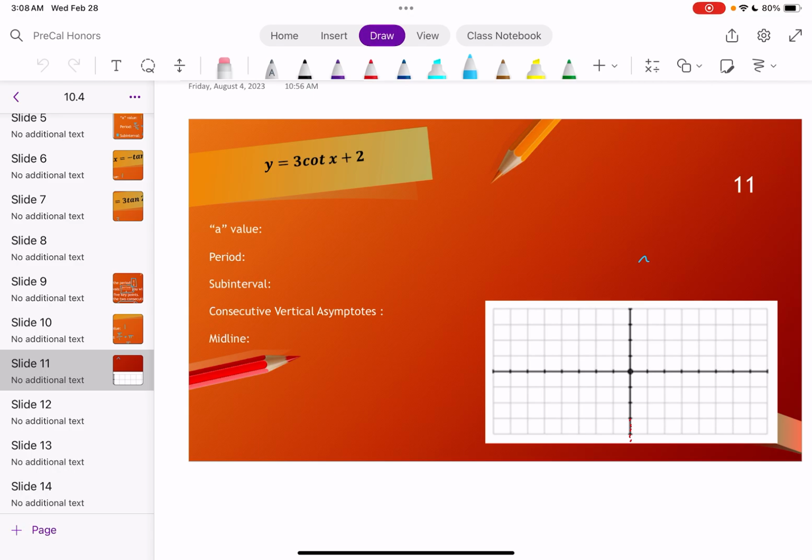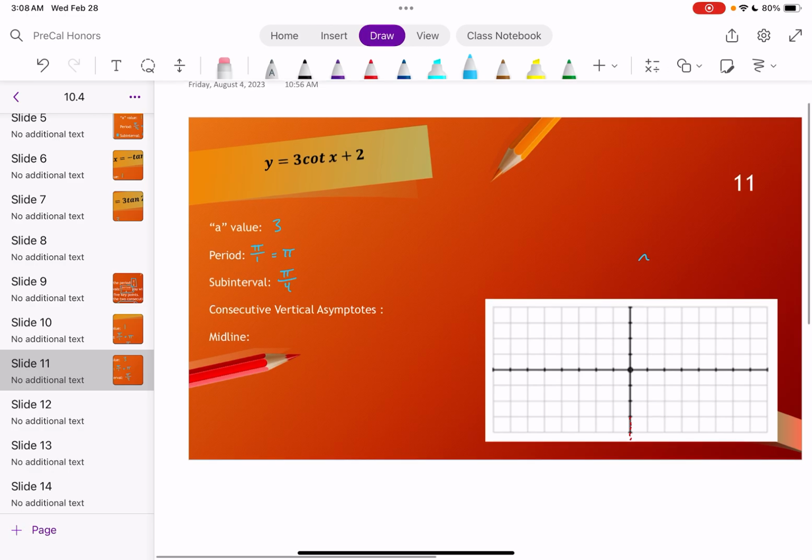Let's go ahead and take a look at slide 11. In this case, we've got 3 cotangent x plus 2. Our value for a would be 3. Our period would be pi over 1, or pi. Subinterval would be pi over 4. Our midline would be 2. We're going to end up with x is equal to 0 and x is equal to pi.